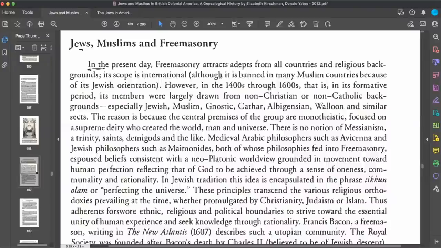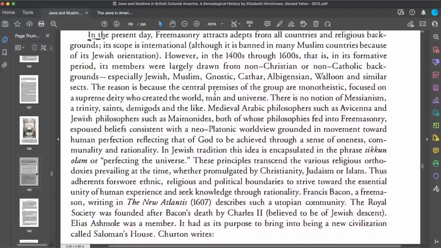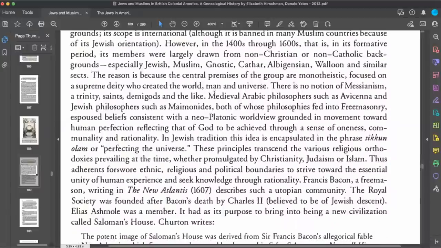Thus, adherents forswore ethnic, religious, and political boundaries to strive toward the essential unity of human experience and seek knowledge through rationality. Francis Bacon, a Freemason, writing in the New Atlantis, describes such a utopian community. The Royal Society was founded after Bacon's death by Charles II, believed to be of Jewish descent. Elias Ashmole was a member. It had as its purpose to bring into being a new civilization called Solomon's House.